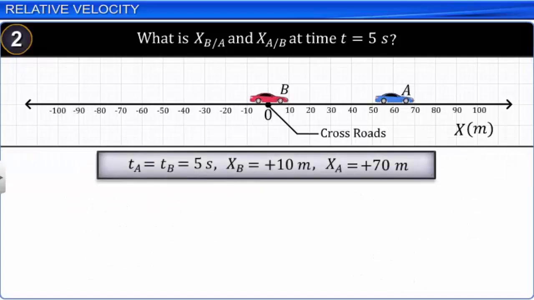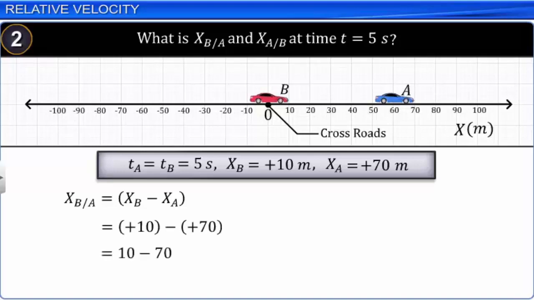On substituting values and simplifying, we get XB by A equal to minus 60 meter. And calculating for XA by B, which is equal to XA minus XB, on substituting values and simplifying, we get XA by B equal to plus 60 meter.